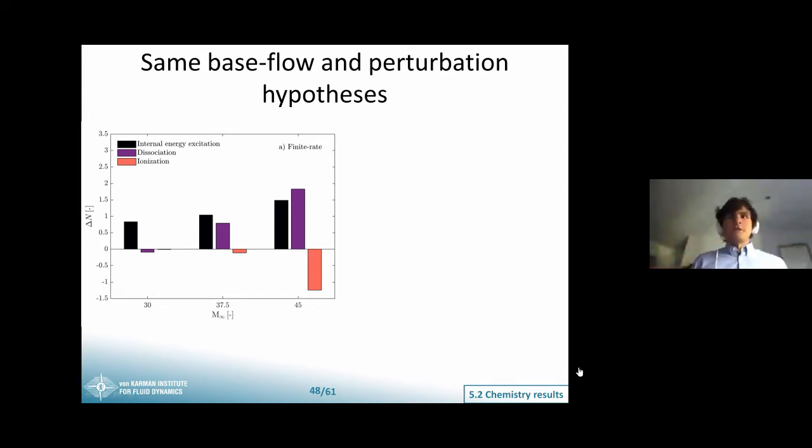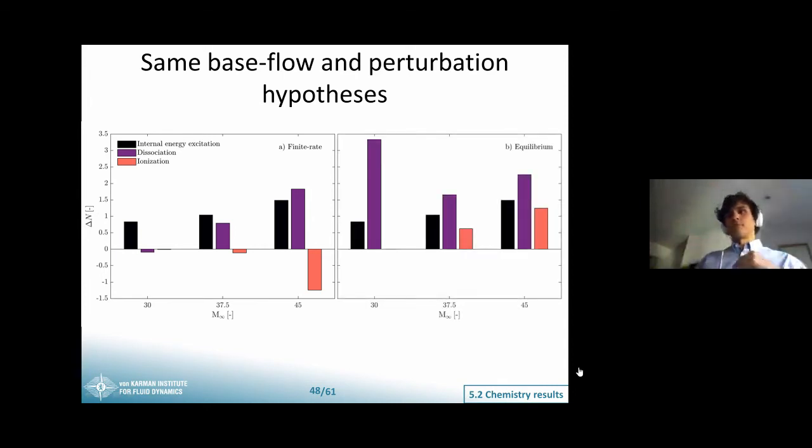These results we obtained accounting for the finite rate of the chemical reactions, but if we actually assume the reactions to be in equilibrium, we were surprised to see that we were actually getting the opposite effect. So regarding ionization, we were seeing that ionization appeared to be destabilizing.